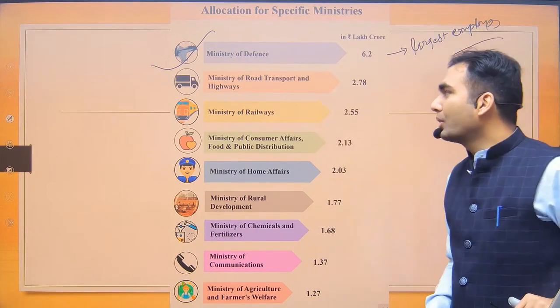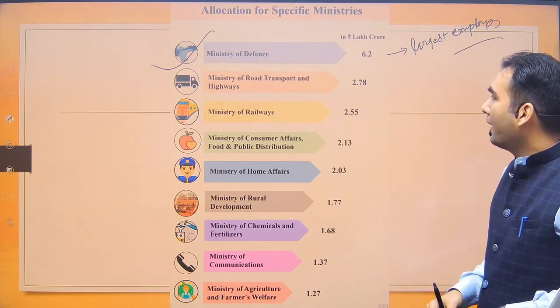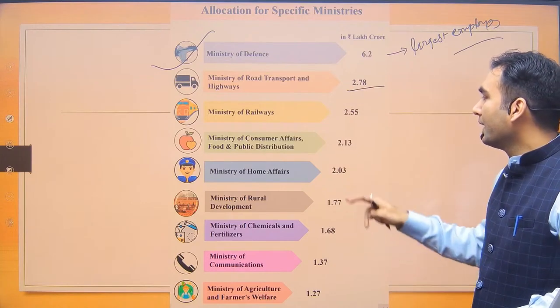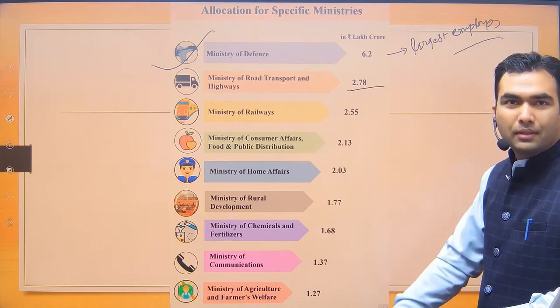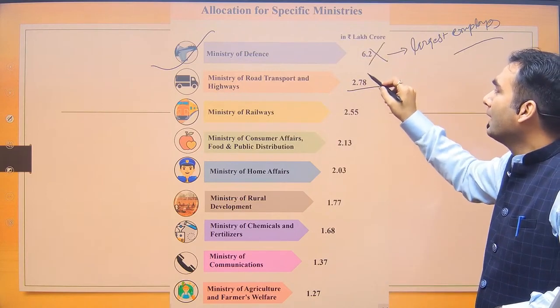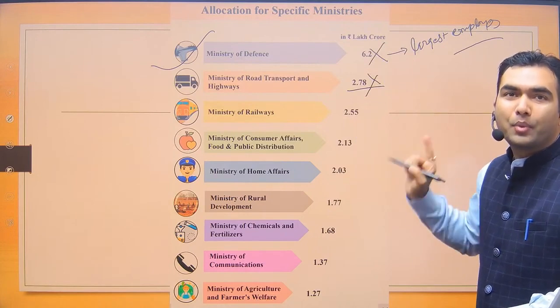Okay, Ministry of Road Transport and Highways is the second one. Ministry of Road Transport and Highways has got 2.78 lakh crore. The Ministry of Railways comes third. Then not important. So the top 2-3 we need to remember. We don't need to remember these numbers either. Numbers are not important. Only ranking is important.